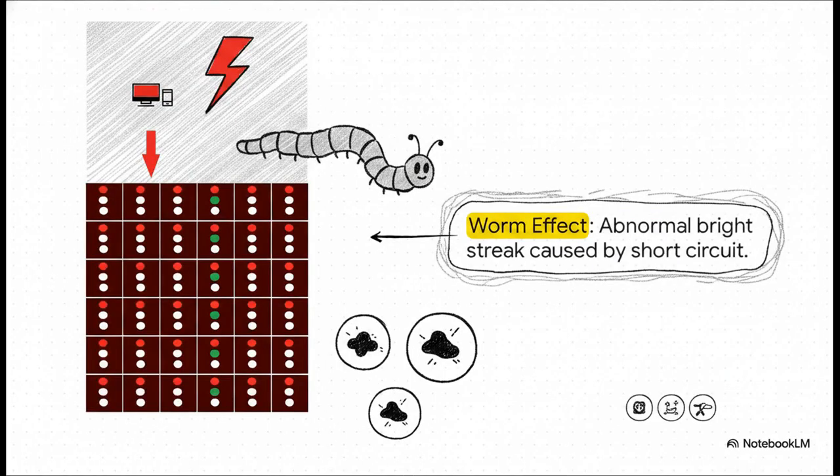Next up is something engineers lovingly call the worm effect, or sometimes the caterpillar. You'll see this abnormal, continuous, bright streak running right down a column, and it's especially annoying on low brightness or black backgrounds. The cause here is an electrical short circuit or tin bridging. Basically, a pixel has failed open, pulled down the voltage, and now that whole line is constantly lit. To fix it, you've got to carefully remove the faulty beads, clean up the printed circuit board, and resolve that short so the current flows exactly how it's supposed to again.